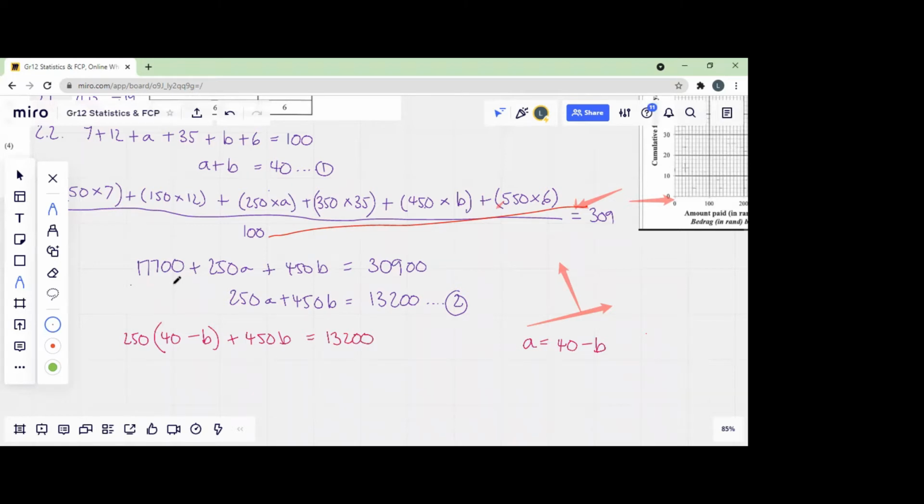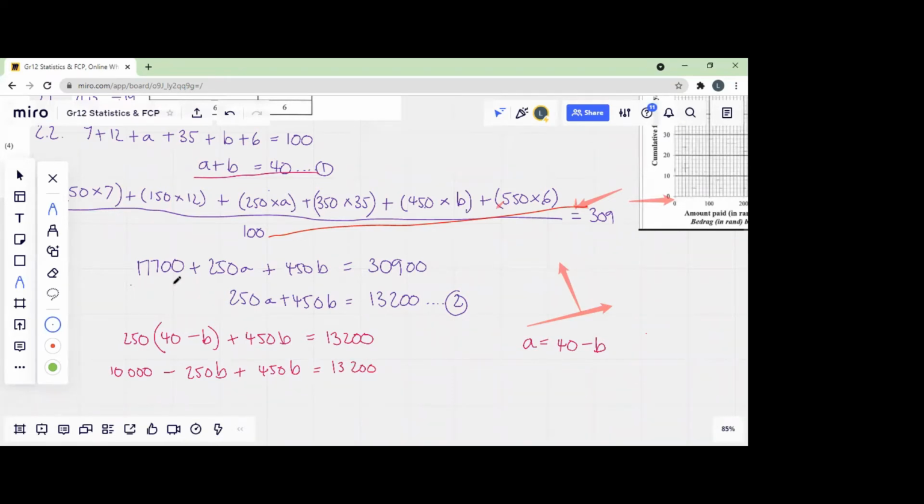All right, so I'm solving by substitution. I've rearranged equation number 1 from up here, and I've made A the subject of the formula. And now I'm taking equation number 1 and I'm subbing into equation number 2. So now I've got 250 times 40, which leaves us with 10,000, minus 250B. Is this what you had, Benedict? Plus 450B equals 13200.